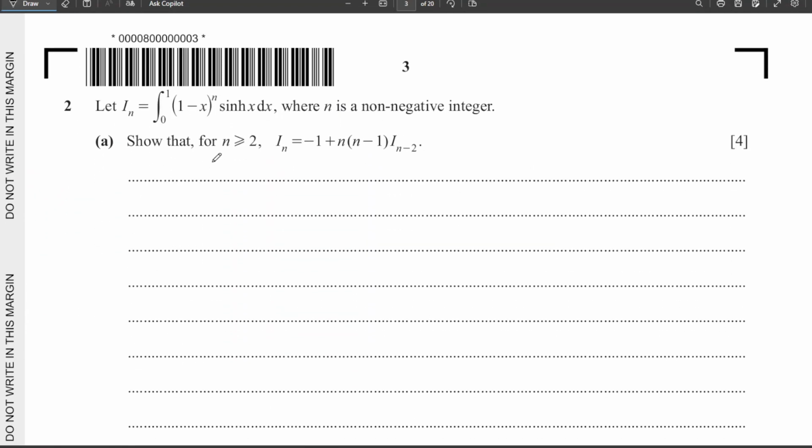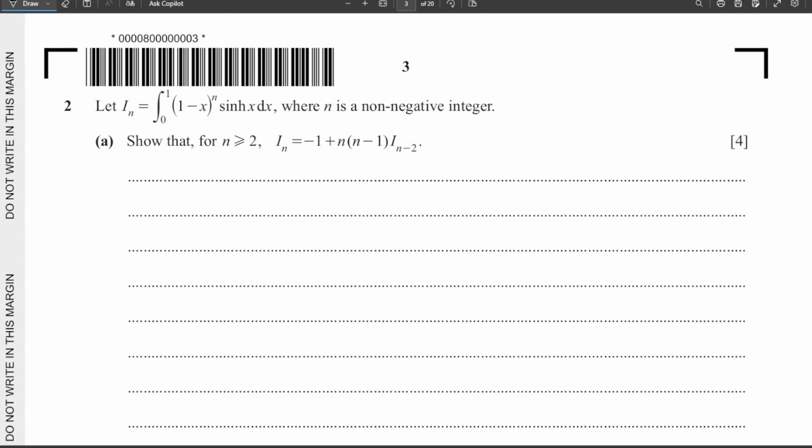hyperbolic functions. Okay, so first they have given us an integral with arbitrary power n here, where n is greater or equal to 2, and we want to prove that the integral can also be written as this sort of iterative form of integral.